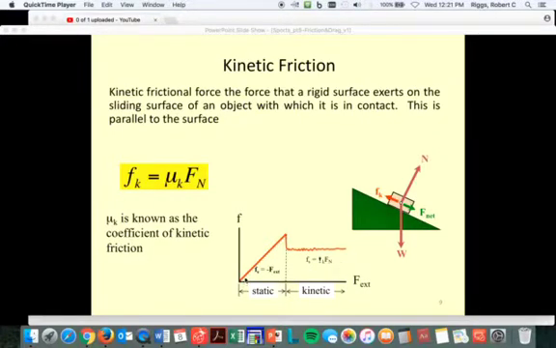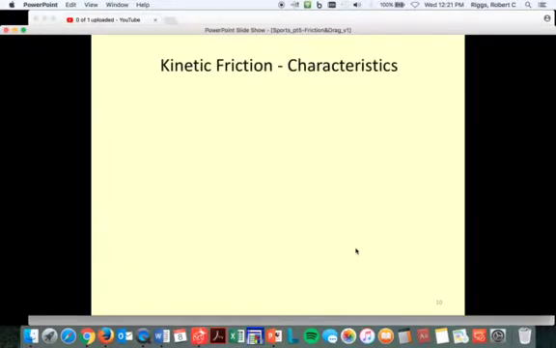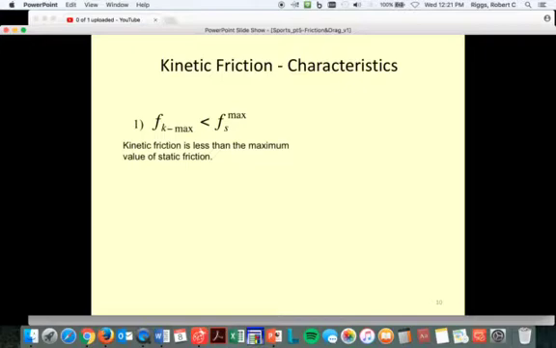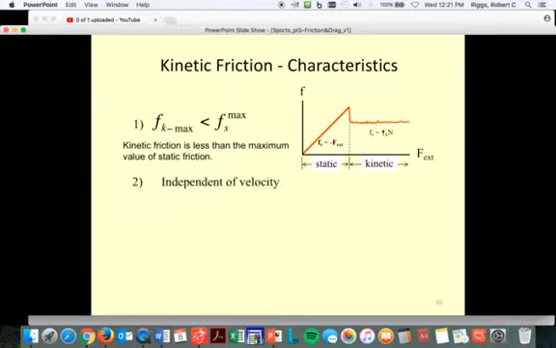But anyways, the static frictional force holds until, bang, then it becomes kinetic frictional force. Kinetic is always a little bit less. All right, so friction characteristics: it's always less than the maximum value of the static frictional force.